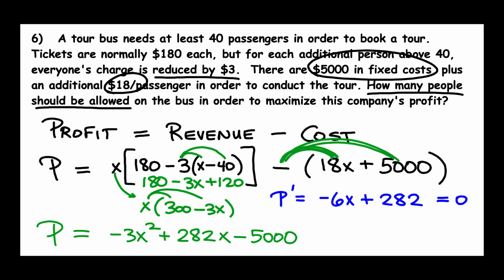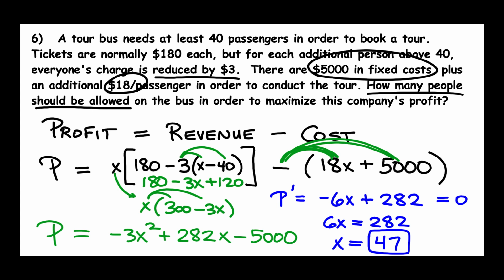Can add 6x to both sides. You're going to get 6x equals 282. And 282 divided by 6 comes out to 47 passengers. So you want to ideally have 47 people get on the bus. The moment that 48th person gets on, you're like, no, the bus is full. And they're like, I see empty seats. And they're like, it's full. Pull away. Shut the door.